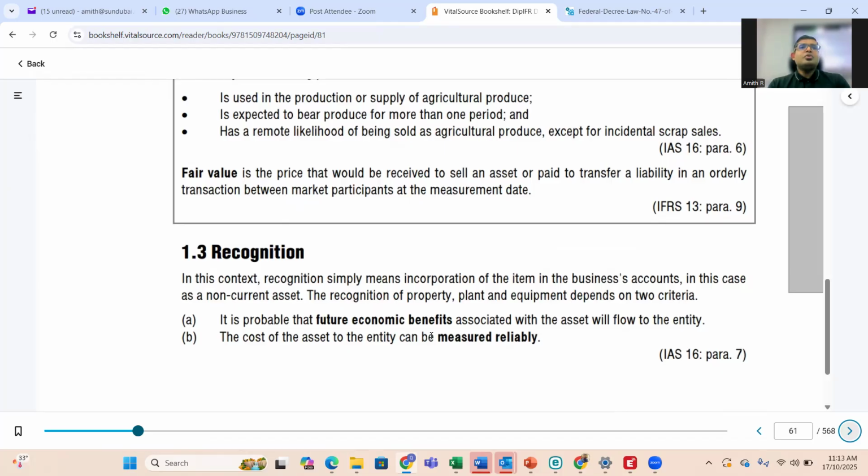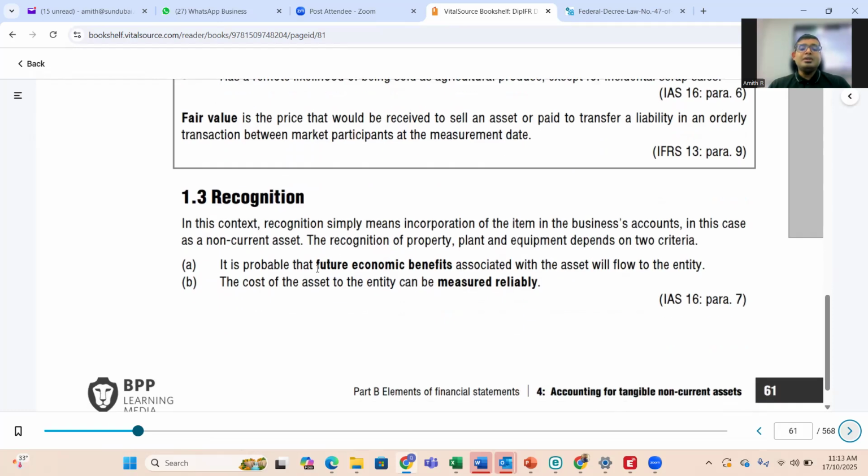Now, once you identify that it is a PPE, when do you recognize it? That is called recognition. In this context, recognition simply means incorporating the item in the business's accounts, in this case as a non-current asset. The recognition of property, plant and equipment depends on two criteria. One is that it is probable that future economic benefits associated with the asset will flow to the entity.